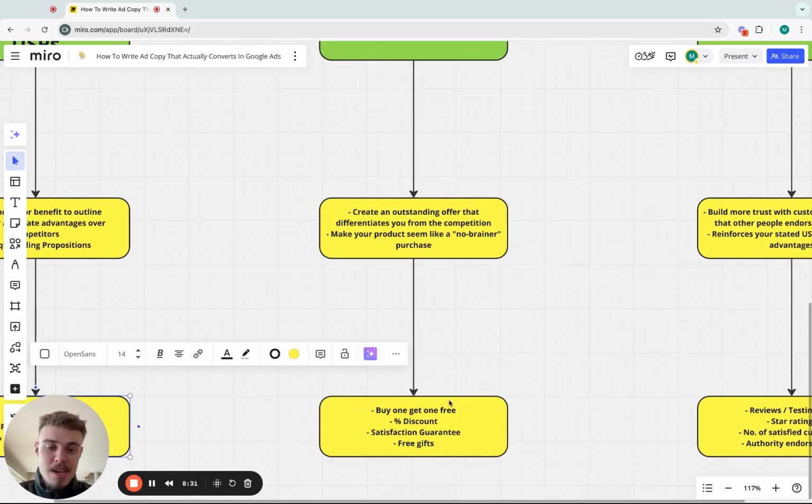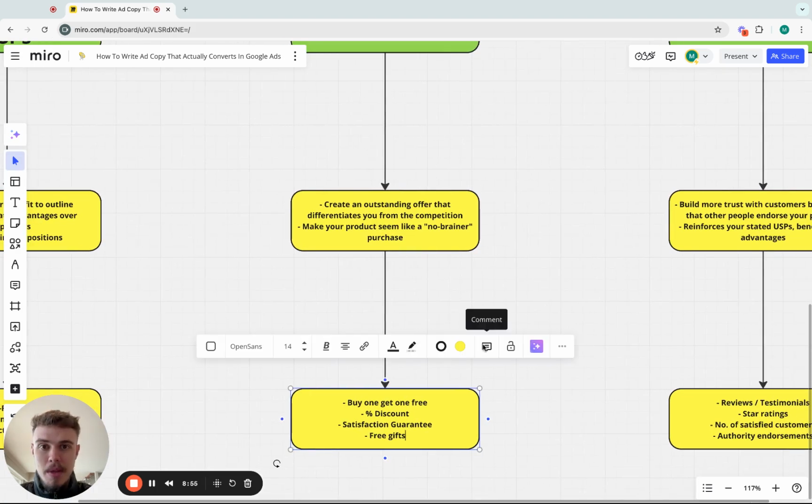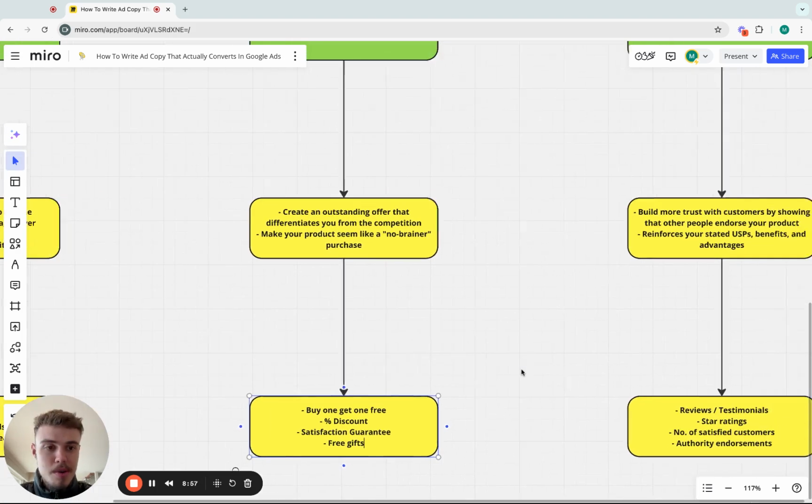Some examples. These, again, are very basic examples, but an offer like buy one, get one free, percentage discount, satisfaction guarantee, or free gifts. Highlighting these things in your ads is very, very likely to increase your click-through rate and your conversion rate because you're highlighting those unique advantages, unique offers, and things that other competitors, other ads showing, aren't going to have. Big one there for increasing CTR and conversion rate.